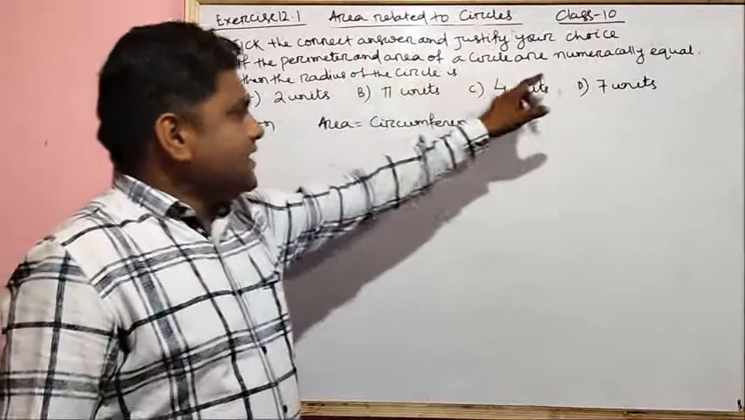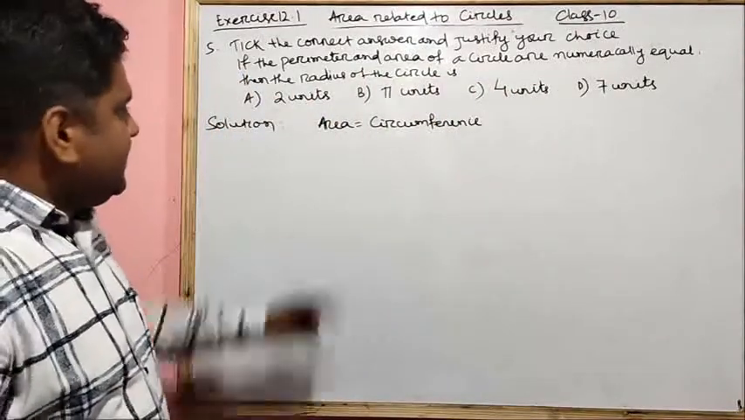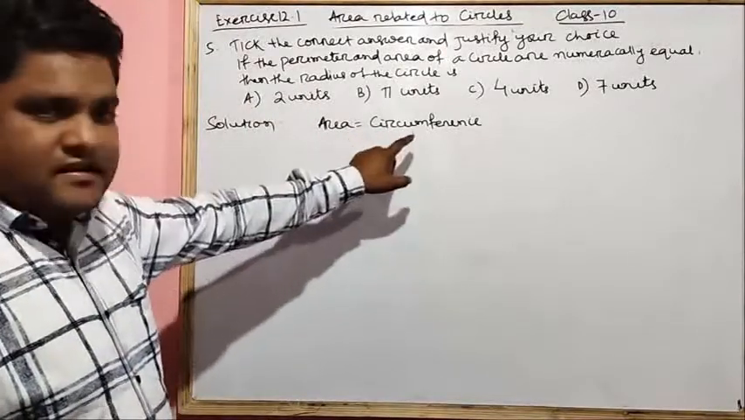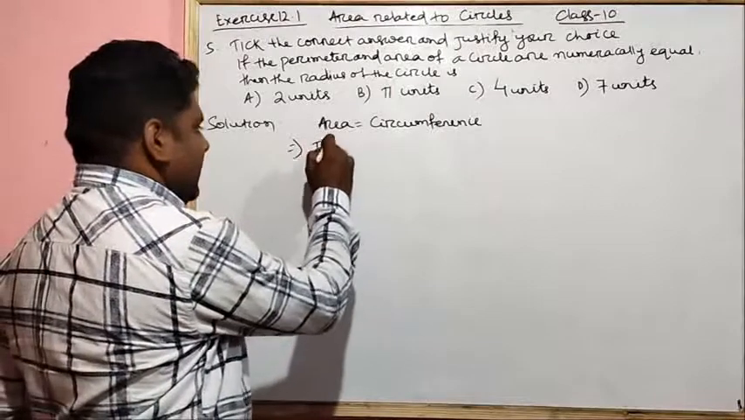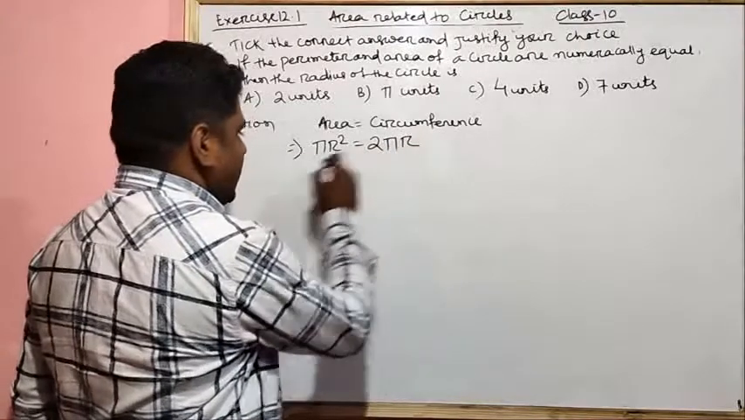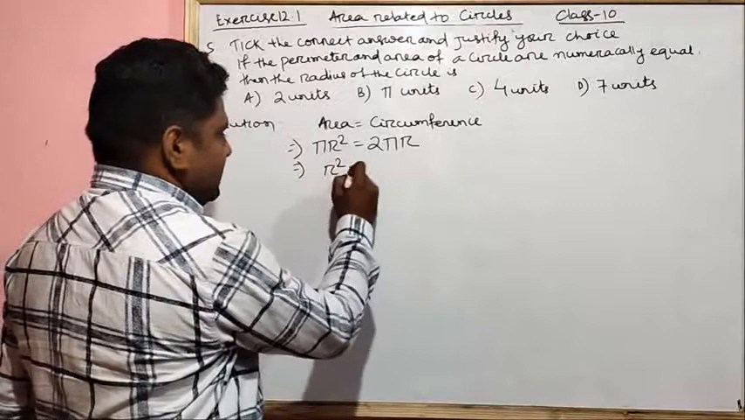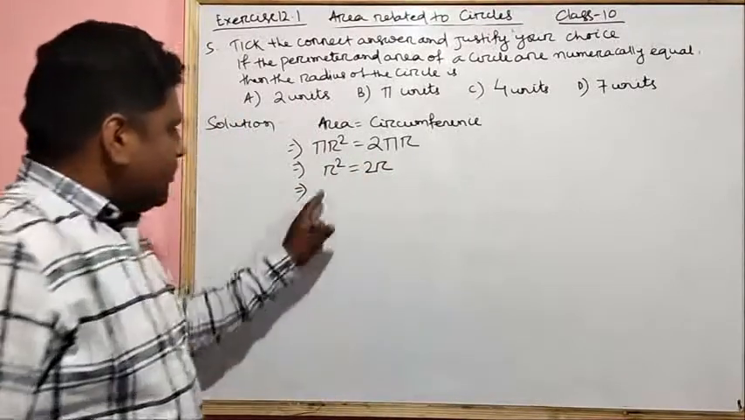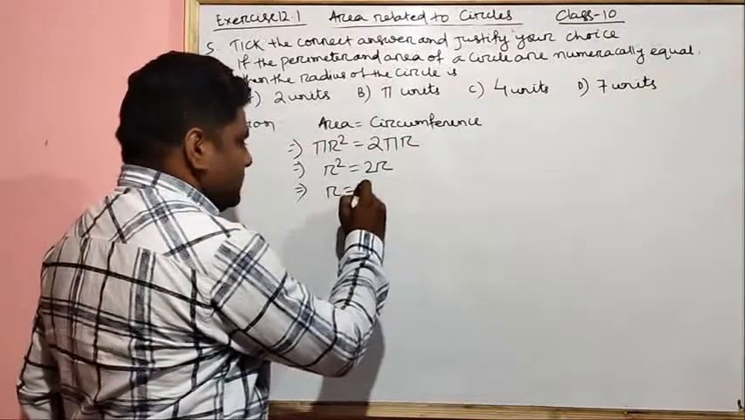Number 5 is: if the perimeter and area of a circle are numerically equal, then the radius of the circle is? It is given that area and circumference are equal. So in place of area we will write pi r square, and in place of circumference we will write 2 pi r. Pi and pi are cancelled from both sides, so the remaining is r square equal to 2r. Now cancel 1 r from both sides. That will be r equal to 2.